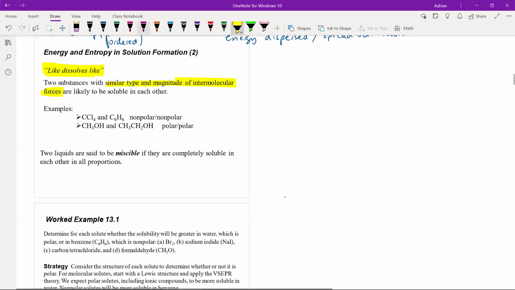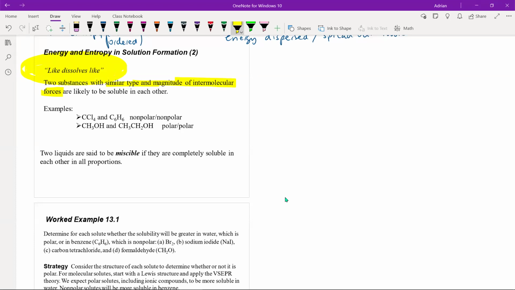So in other words, we would expect two things that are both polar, so they both have the same polarity, to dissolve, to be soluble in each other, or two things that are both non-polar to be soluble in each other as well. So this is where your ability to determine the polarity of molecules using your VSEPR theory and electronegativity and geometry will allow us to apply this like dissolves like rule to predict the solubility of different solutes and solvents.